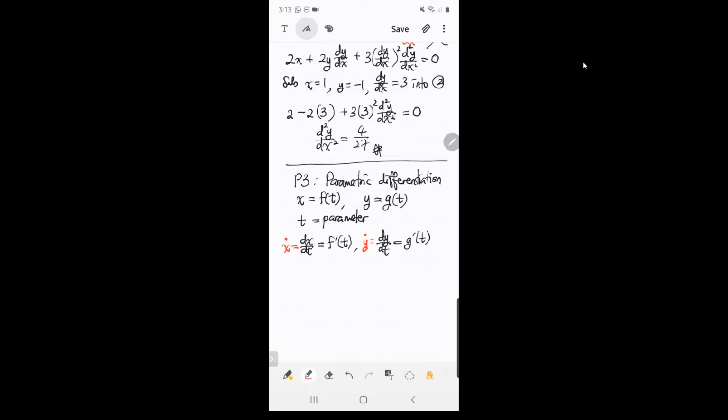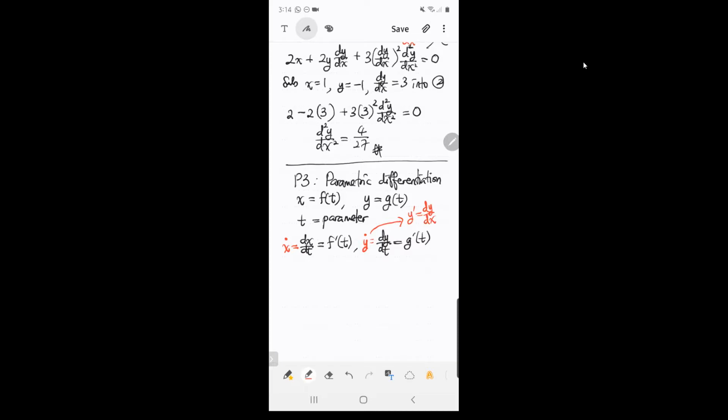Now the notation that we use here is different from y prime. If you remember last time, I also told you y prime is the differentiation of y with respect to x. So please take note, they are different. That's why if the parameter is t, then you can use x dot, y dot if you don't want to write dx/dt and dy/dt.